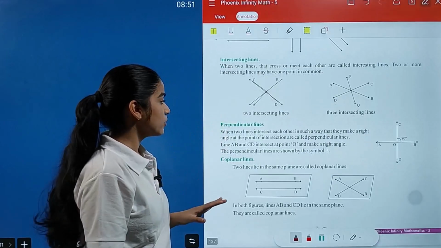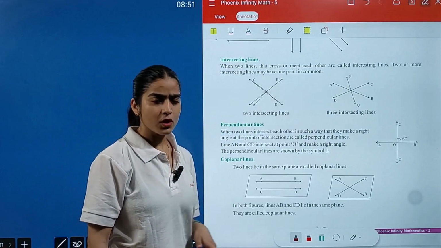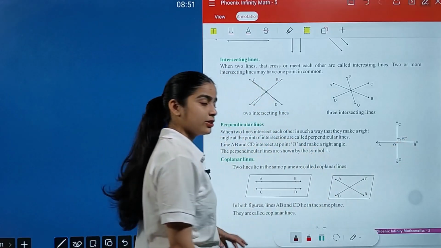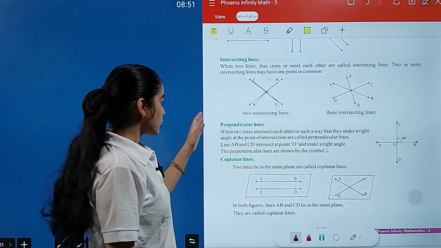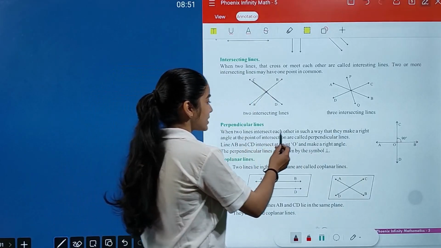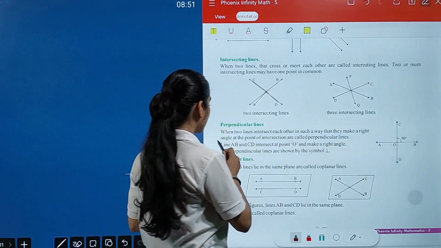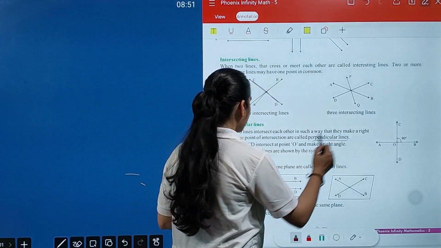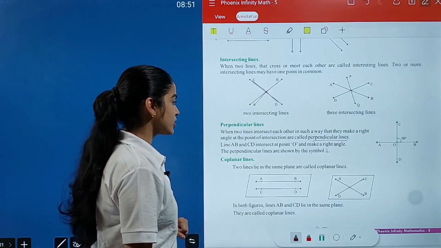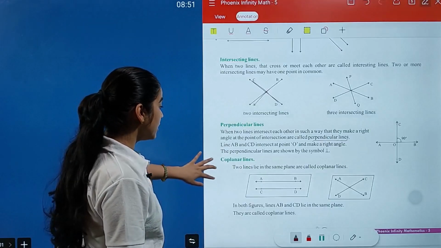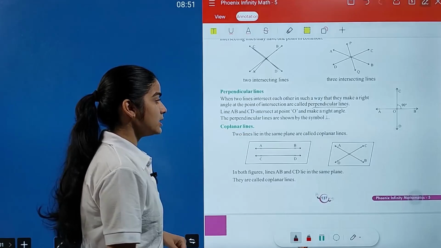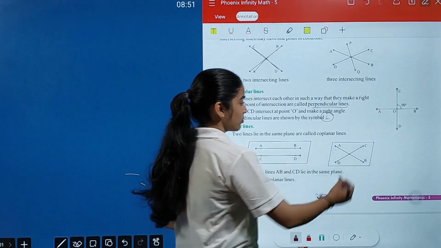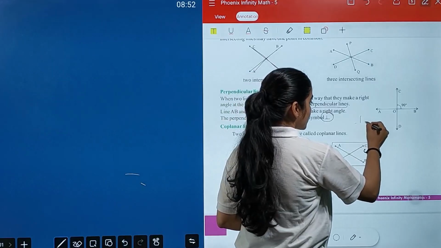Now we have perpendicular lines. When two lines intersect each other at an angle of 90 degrees, that is called perpendicular lines. When two lines intersect each other in such a way that they make a right angle at the point of intersection, they are called perpendicular lines. Lines AB and CD intersect at point O and make a right angle. The perpendicular lines are shown by this symbol. This is the symbol of perpendicular lines.